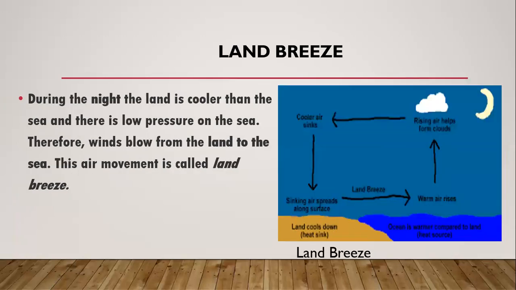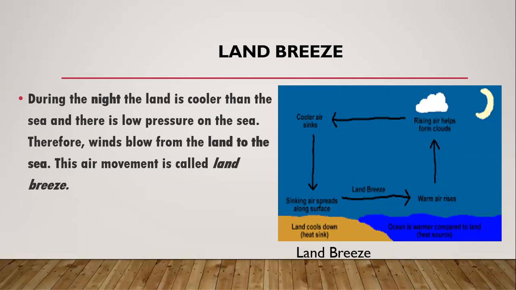Let's see the land breeze. During the night, the land is cooler than the sea, and there is low pressure on the sea. Therefore, wind blows from the land to the sea due to the pressure differences. This air movement is what we call the land breeze, as the diagram shows.